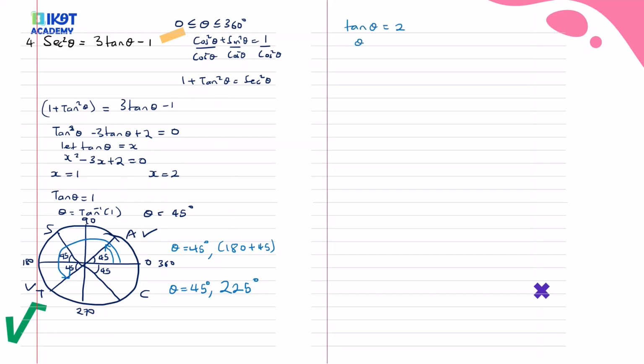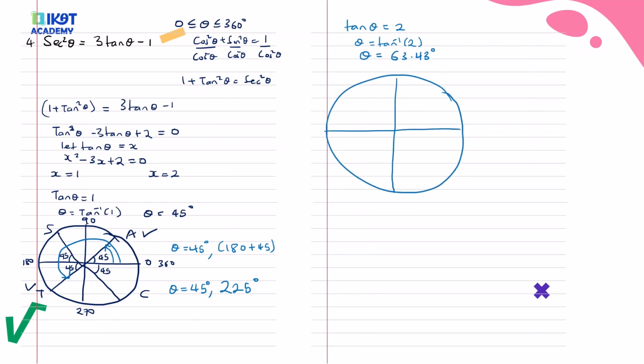Tan theta is equal to 2. Theta is equal to tan inverse of 2. So what's the tan inverse of 2? Rounding off, this is 63.43 degrees to 2 decimal places. Then I draw. But here it's going to be the identity, same thing, just different angles. So this comes like this: 0, 90, 180, 270, 360 degrees.